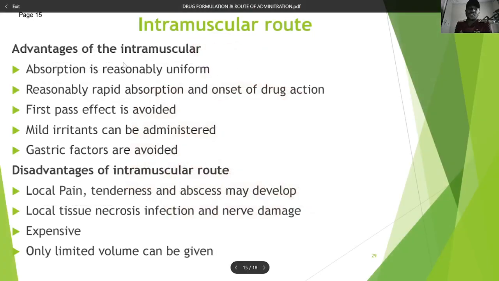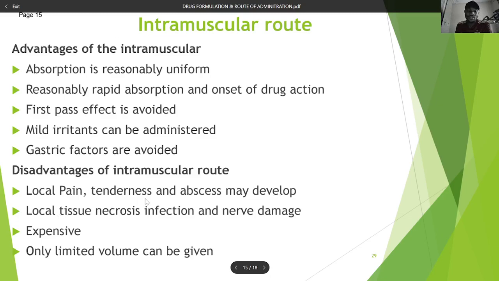Now, intramuscular routes. Advantages of intramuscular: absorption is reasonably uniform, with reasonably rapid absorption and onset of drug action. First pass effect is avoided. Mild irritants can be administered. Gastric factors are avoided.